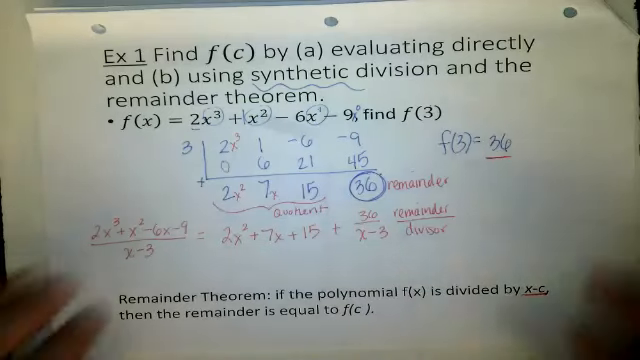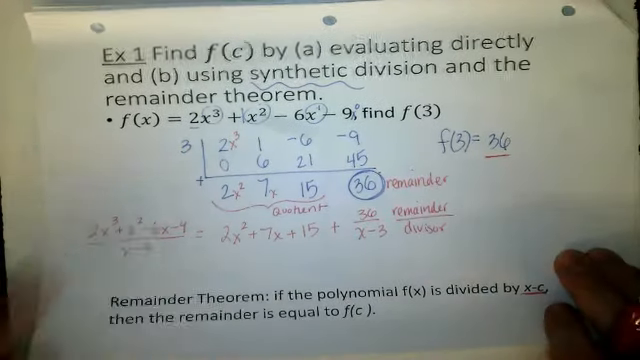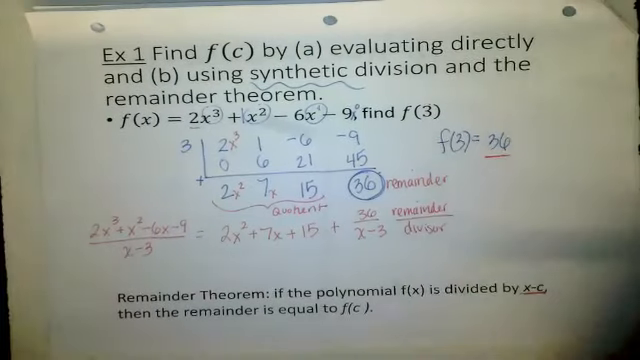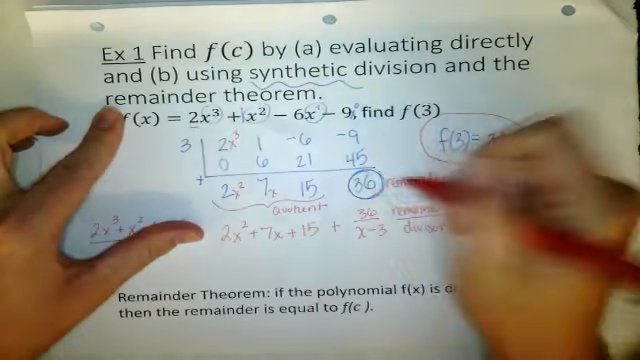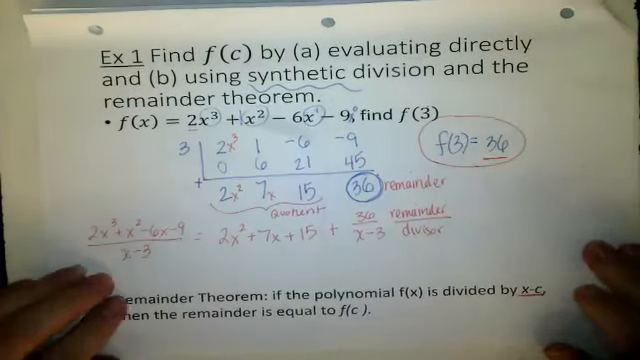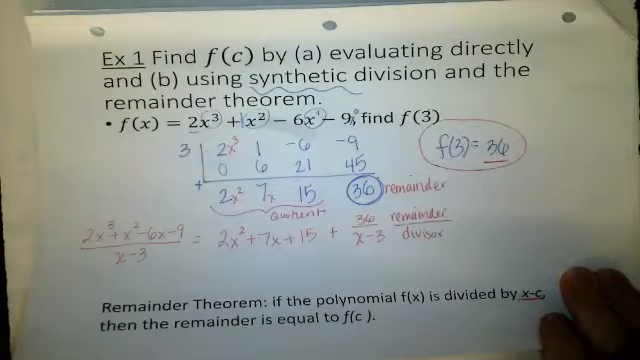All right, so let's try another one. So they want you to do A and B. That's part A, and then they want you to do the synthetic to get the same remainder, just to see it both ways. So let's try another one.